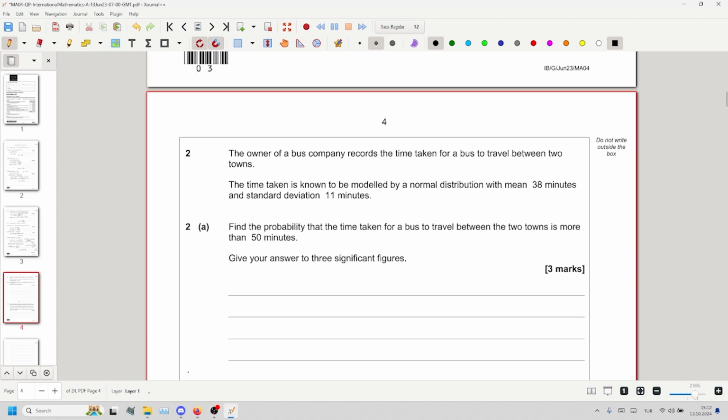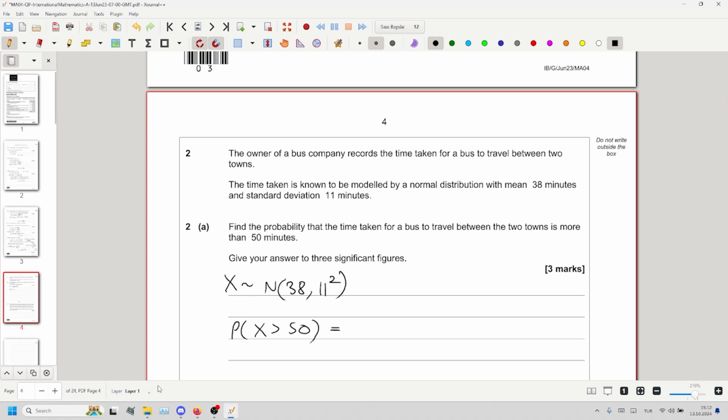Now let's solve this question. I'm not going to solve the other part of this question. That's for later. It says the bus travel time for a company between two towns is modeled by a normal distribution. So I'm going to call that variable X, and it's going to be distributed normally with mean 38 and standard deviation 11, so variance 11 squared. And it asks us to find the probability that the time taken for a bus travel is more than 50 minutes.